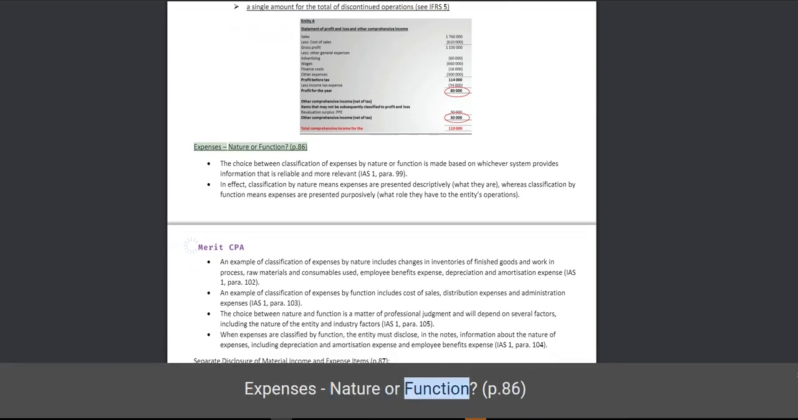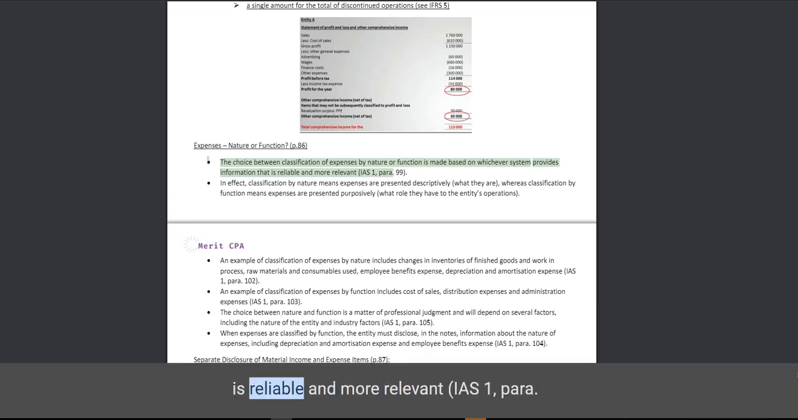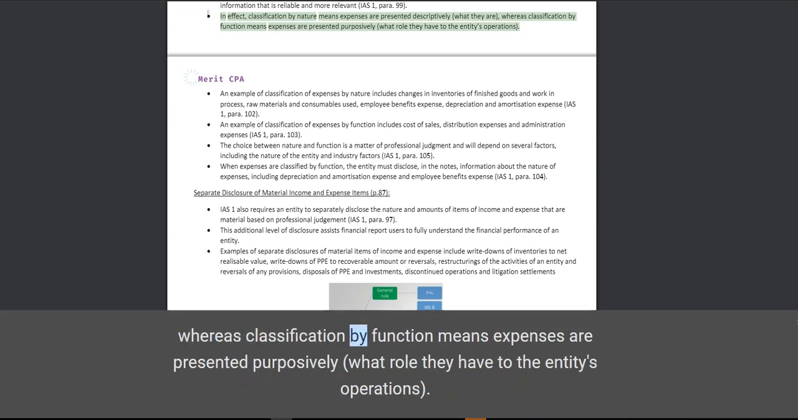Expenses, nature or function. P.86. The choice between classification of expenses by nature or function is made based on whichever system provides information that is reliable and more relevant. IAS 1, para. 99. In effect, classification by nature means expenses are presented descriptively, what they are, whereas classification by function means expenses are presented purposively, what role they have to the entity's operations.